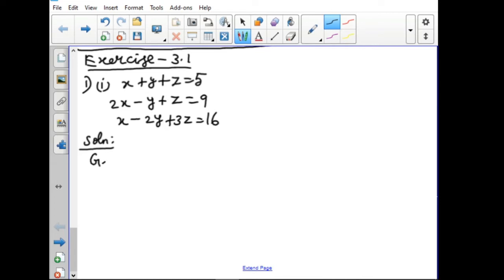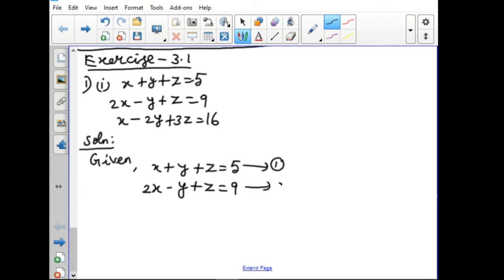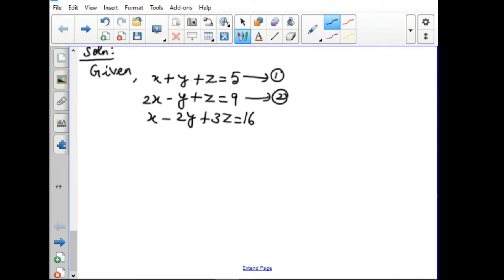Okay, given x plus y plus z equal to 5. This is the first equation, so we have to give the name. This is equation number 1. The second one, 2x minus y plus z equal to 9, is equation number 2. Next one, x minus 2y plus 3z equal to 16, is equation number 3. Like that, first you have to give the names to the equations 1, 2, 3. Now we have to see any two equations from the given first, second and third.